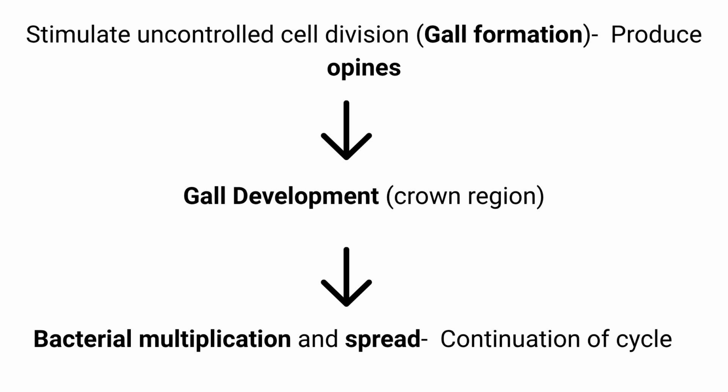As we know, tDNA contains genes for gall formation. So it stimulates uncontrolled cell division and results in the tumor formation. tDNA also contains genes for opine synthesis. So it produces opines that are used by the bacterium as nutrients. The gall typically forms at the crown region, which is the root-stem junction, but it can also appear on the roots and stems. The bacterium multiplies in the gall tissue, and it can also spread into the soil and infect other wounded plants. As the infected plant dies or is pruned, the bacterium re-enters the soil and survives to restart the cycle.